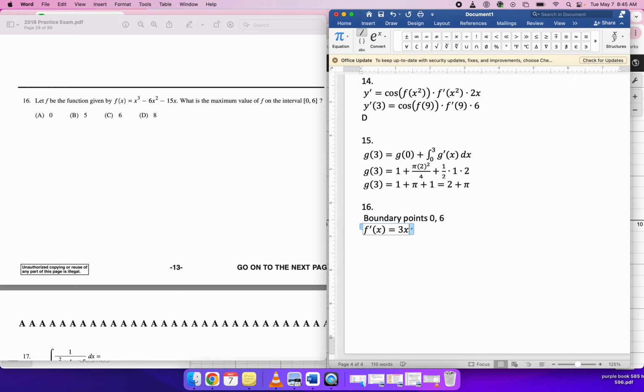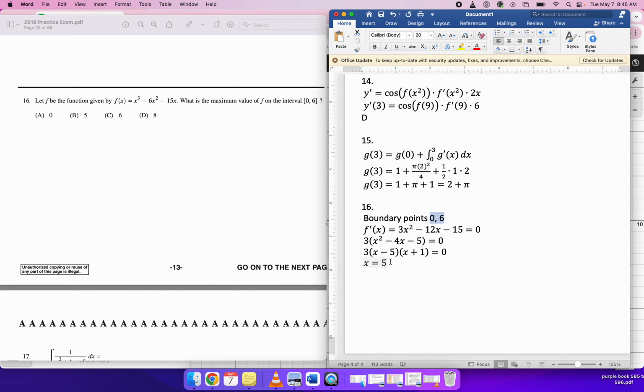F prime of x is 3x squared minus 12x minus 15. Set this equal to 0. You can pull out a common factor of 3. And then I can factor: x minus 5 times x plus 1 equals 0. So I get x equals 5, negative 1. But of course, negative 1 isn't in the interval 0 to 6. So you should really just forget about the negative 1. So I have these 3 values to look at: 0, 6, and 5.